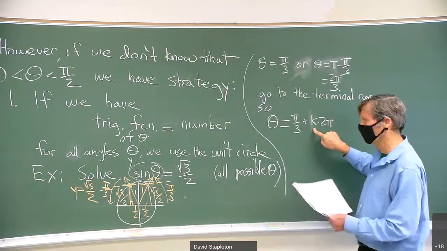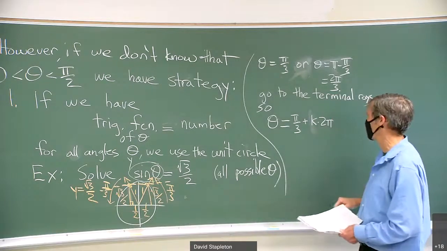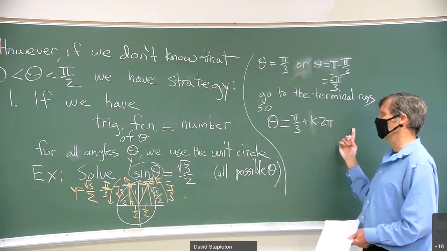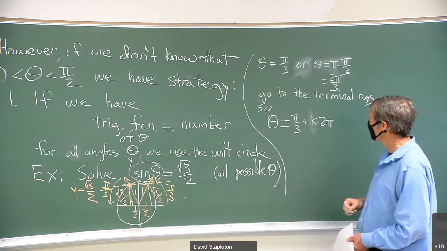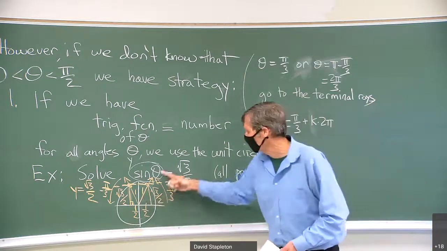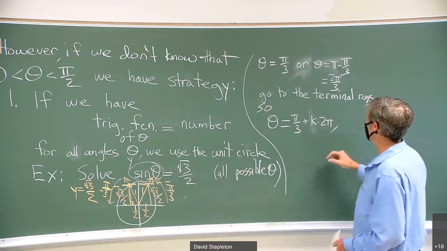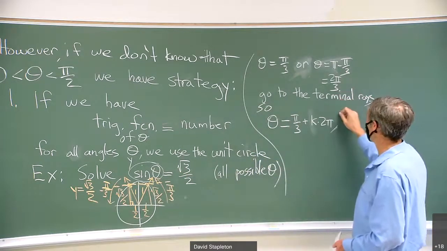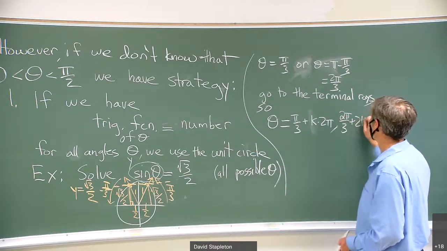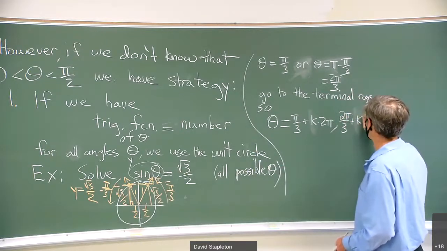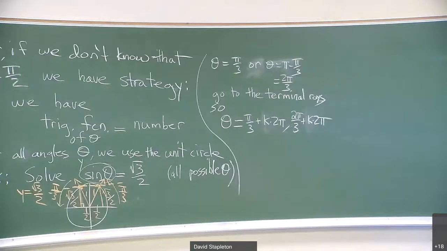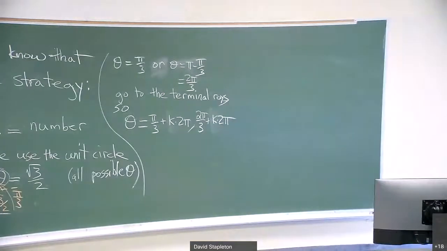K could be any integer. It could be 0, 1, -1, 2, -2, 3, -3. Any number with nothing after the decimal point. So it's a whole number of rotations, plus or minus, right? These are all the coterminal angles that go to the first one. Then this one, 2 pi over 3 plus k times 2 pi, are all the angles that go to the second terminal ray.